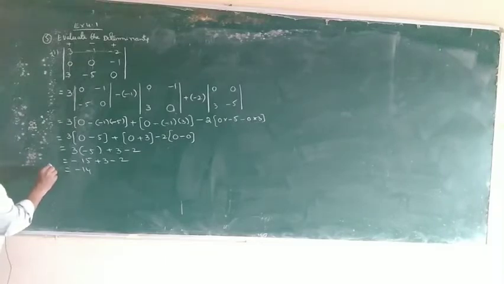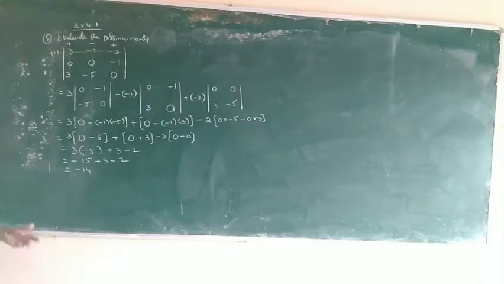This is the determinant value: minus 14. A determinant value can be any real number or complex number: negative, positive, zero, fractions, complex, real, or any number. This is the procedure to find the determinant of a 3 by 3 matrix. Okay, clear?